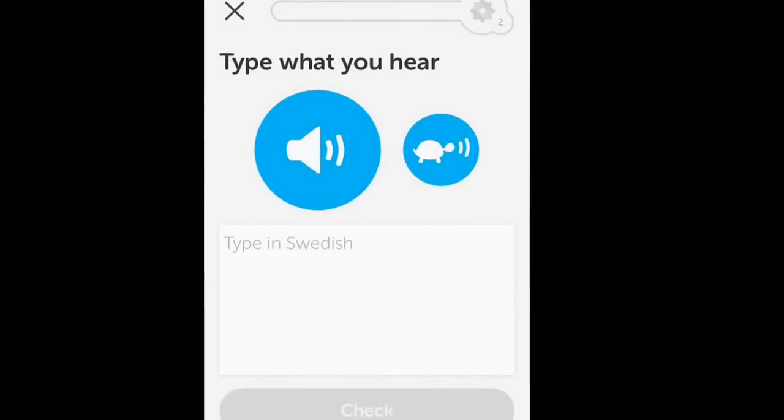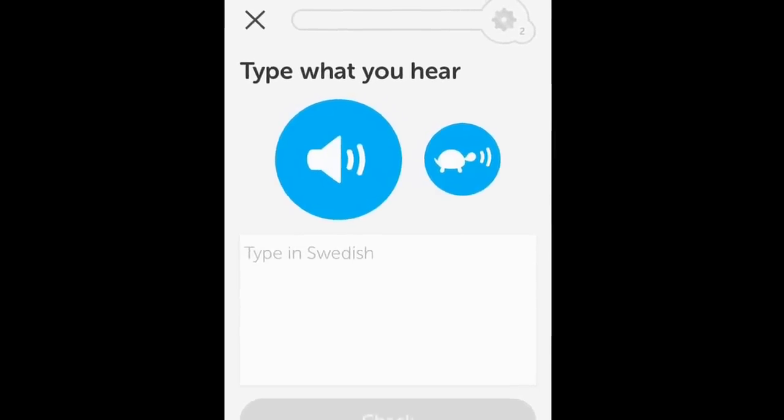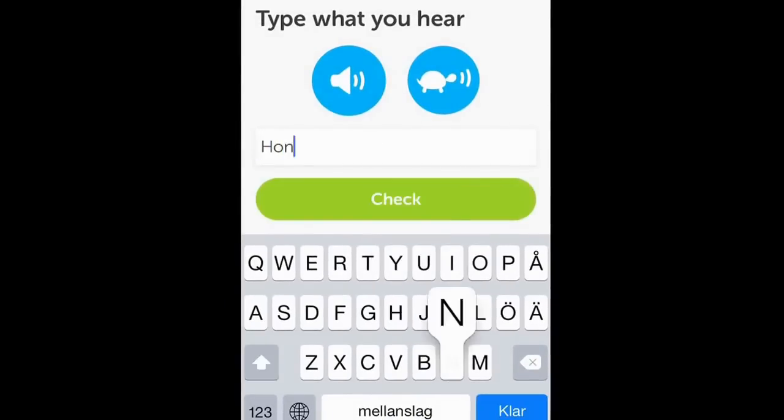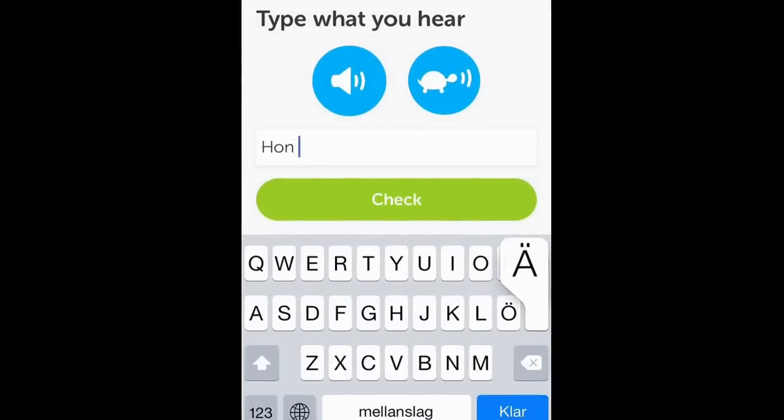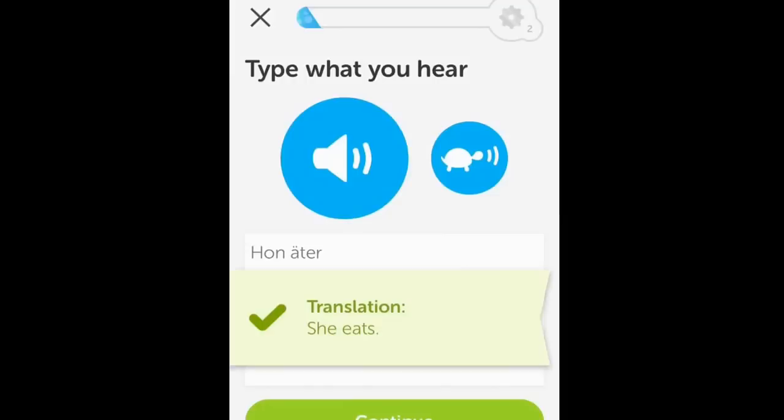All right. Okay. Oh, yeah. You guys didn't see this. Then they give you this to listen. Good for comprehension. So they got the normal speed here, and they got the turtle speed, which would be slower. So, it'd be like this. Yep. All right.